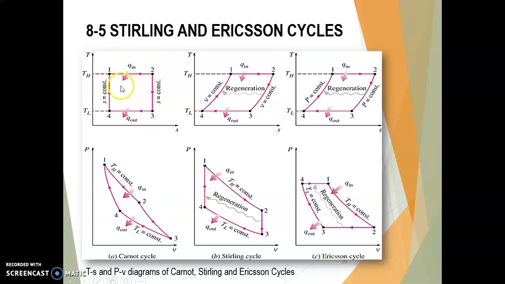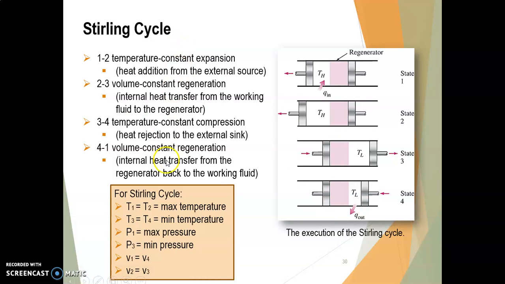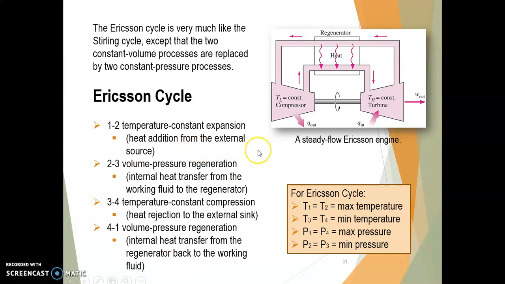This cycle is shaped as a square, while the others have curved shapes. Between Stirling and Ericsson, the difference is in the constant part: here we have constant volume, and here we have constant pressure. According to this, we can calculate the high temperature and the low temperature for both of them to calculate the efficiency. We explained this part earlier based on the diagrams as provided, with state 1, state 2, state 3, and state 4, and this is the description I explained earlier for the Stirling and the Ericsson cycle and the difference between them.